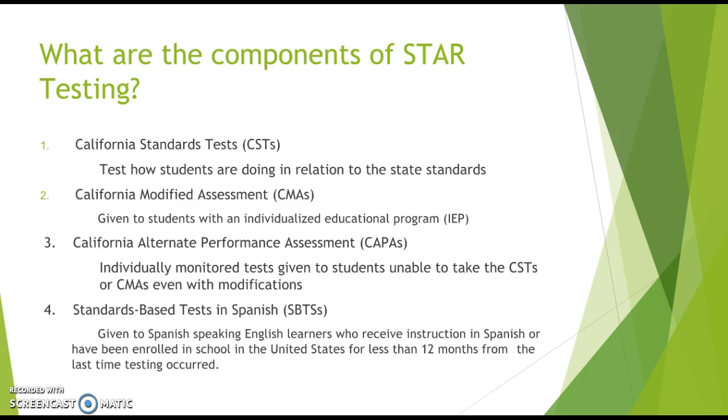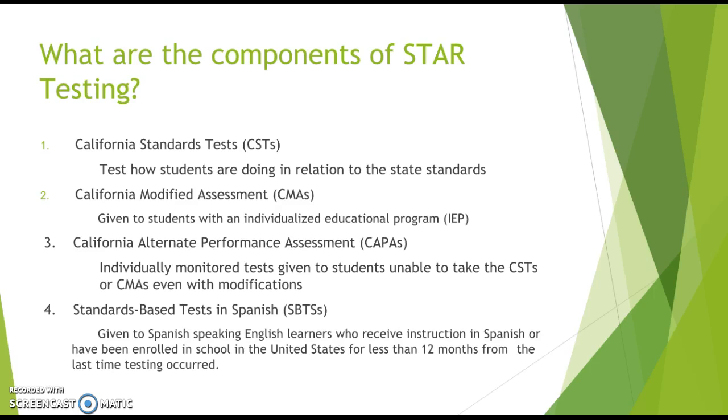There are also the CAPAs, the California Alternate Performance Assessment. These are individually monitored tests, and these are for students who can't take the CSTs or the CMAs with modifications. So these are kids with severe learning needs, and really they have difficulties that require really close attention and modifications. So there are tests designed for them as well.